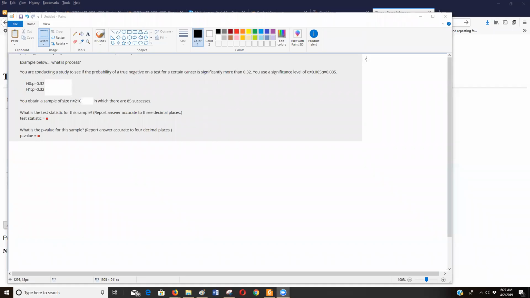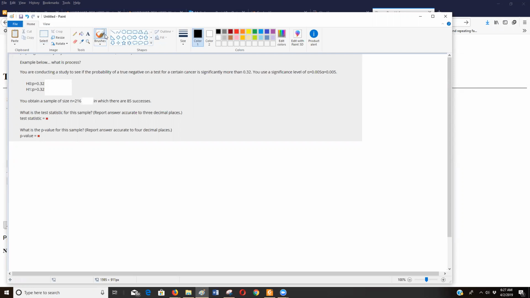Okay, so for this question, I am seeing nothing about means or standard deviation. So that lets me know this is about proportions. So I'm doing a test for proportions, and the student did correctly set up the null and alternative hypotheses, because we're trying to test the claim that a true negative on the test is truly more than 0.32. So since this is about proportions, I probably should figure out the sample test statistic.